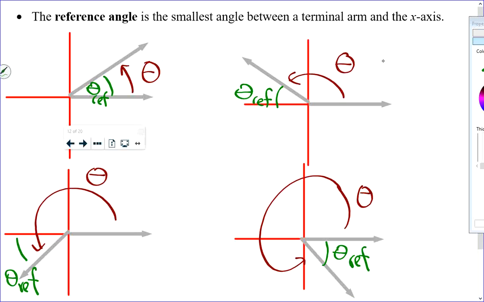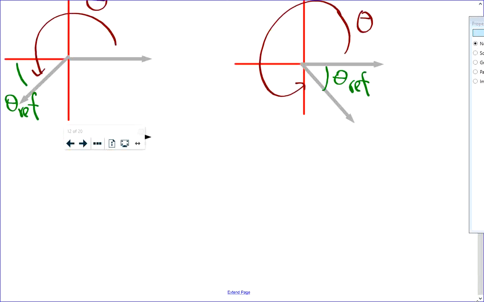So can it never be on the y-axis? It has to be on the x-axis? It's always measured from the x-axis, yes. The terminal arm can be on the y-axis, but the angle is never measured to the y-axis. And this is all good stuff. There's nothing here that is unimportant.